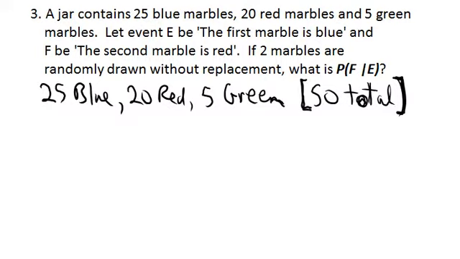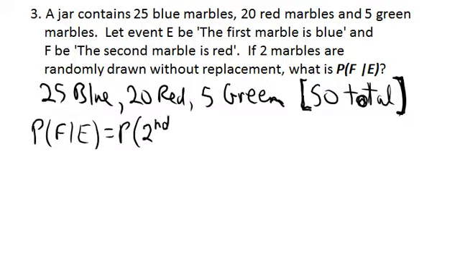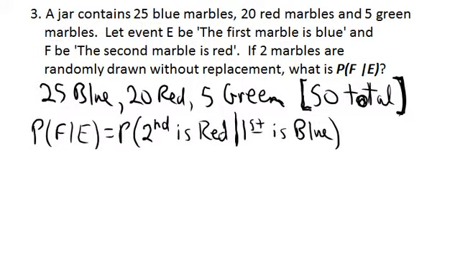The question we're being asked is, what is the probability of F given E? Now, in my opinion, it's much easier if you just put that into words. F is the event that the second marble is red, so I'll just change it. It just seems easier to me. Given E, and E is that the first one is blue. So it's the probability the second's red given that the first is blue. And that's the probability we're looking for.